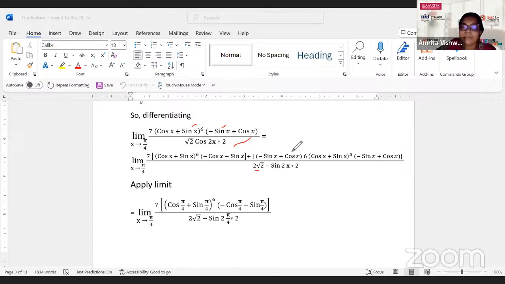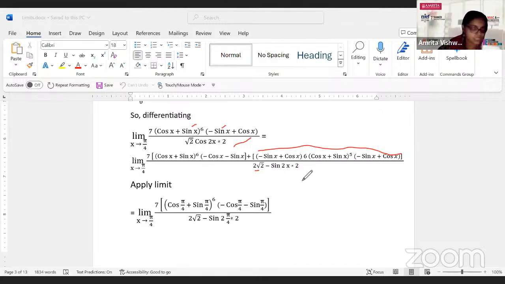Now you need to simplify this whole thing with pi by 2. If you're applying pi by 2 here, minus sin pi by 2 plus cos pi by 2, 1 by root 2 minus 1 by root 2, this thing is gone. This complete term, even if you have expanded it, becomes 0. So it's easy for you to apply. Now, if you're applying this limit here, 7 cos pi by 2 plus sin pi by 2 whole raised to 6 minus cos pi by 4 minus sin pi by 4, divided by this term.